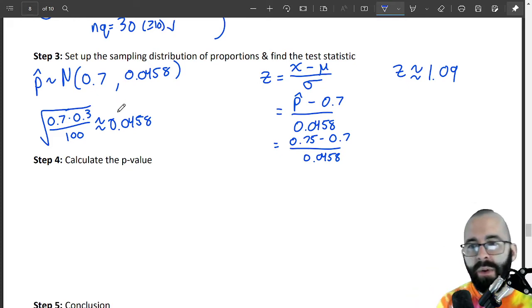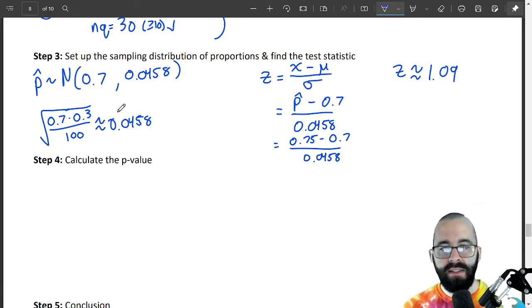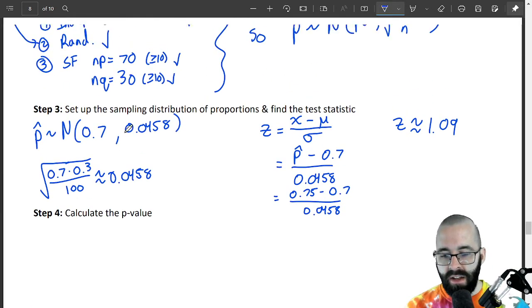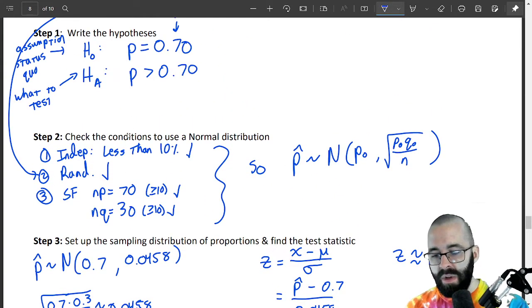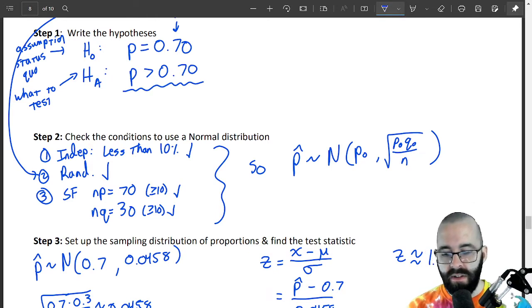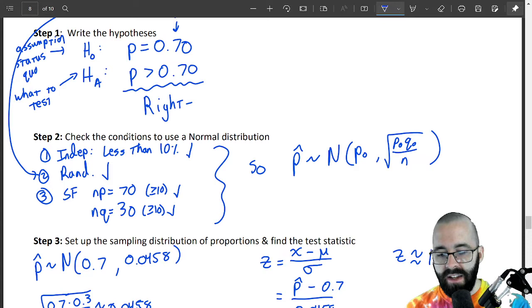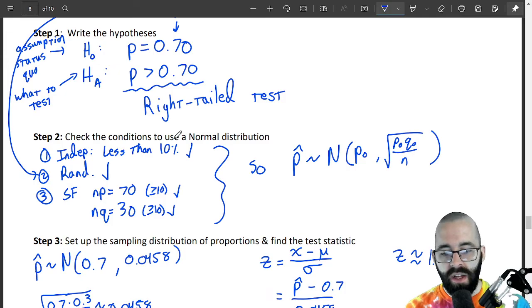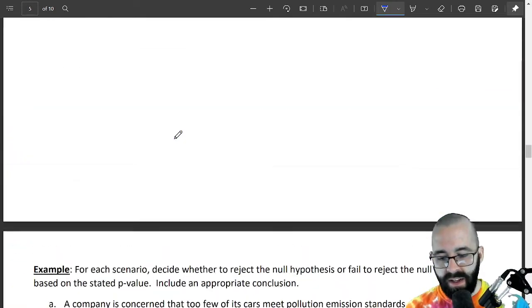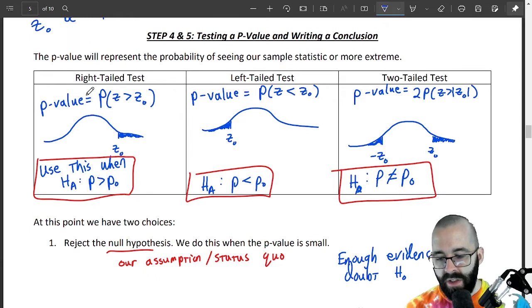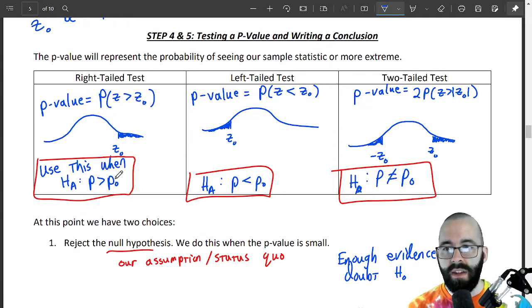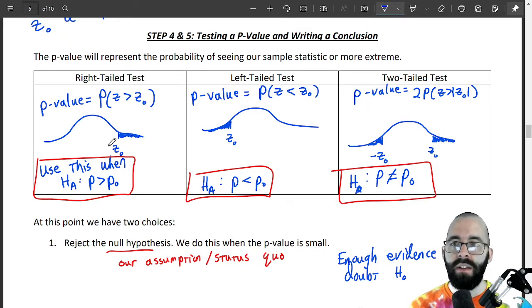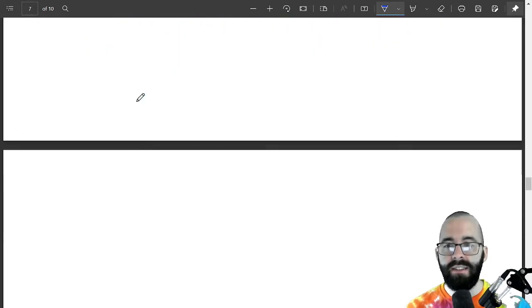For the p-value, there were 3 tests: the left-tailed test, the right-tailed test, and the two-tailed test. In order to choose which test, we look at our alternative hypothesis. So this is going to tell us we want a right-tailed test. Okay, so we scroll up and say, what was the right-tailed test again? The right-tailed test is what we use when our alternative hypothesis is p is bigger than. And the p-value is just the probability that a standard normal random variable is bigger than our test statistic.